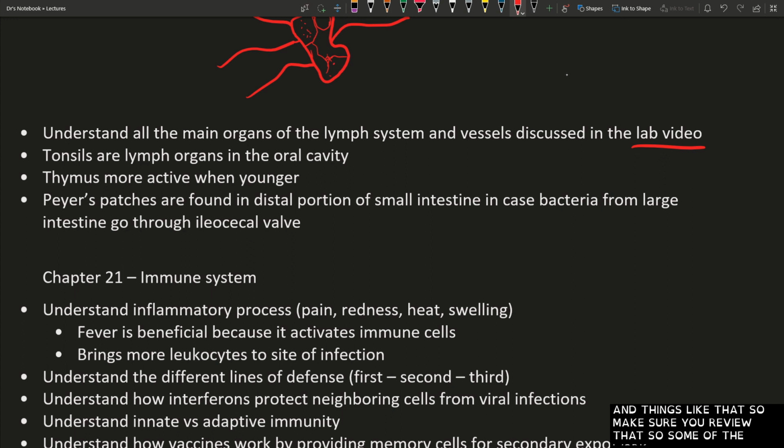So some of the organs here, just to mention, tonsils are the ones found in the oral cavity. So you have a couple different tonsils. You don't have to know the different ones, just that's where tonsils are found.